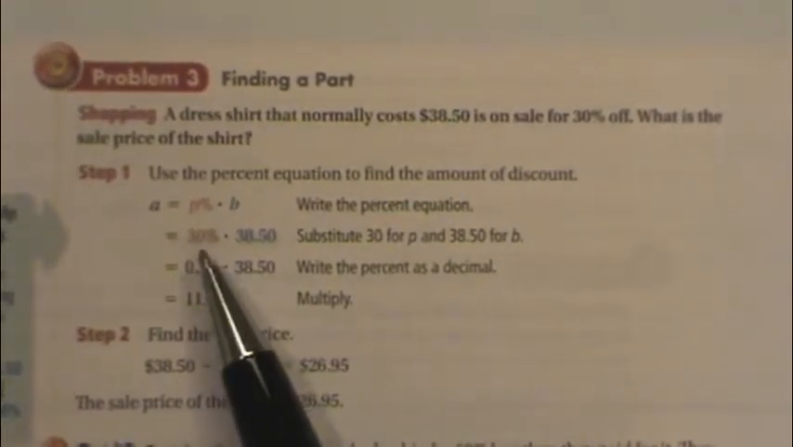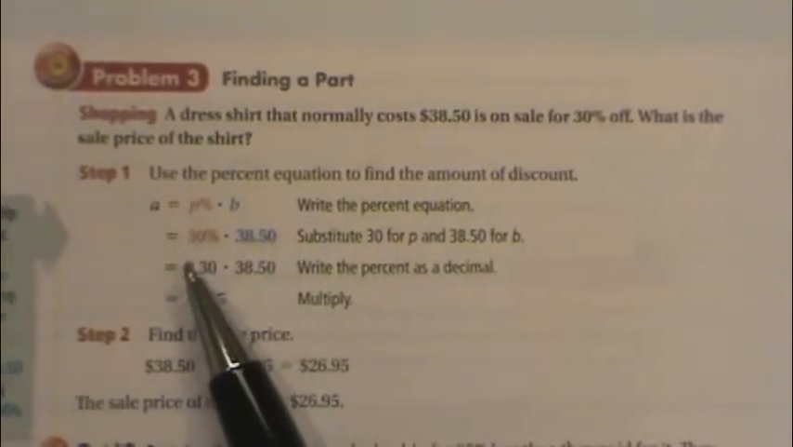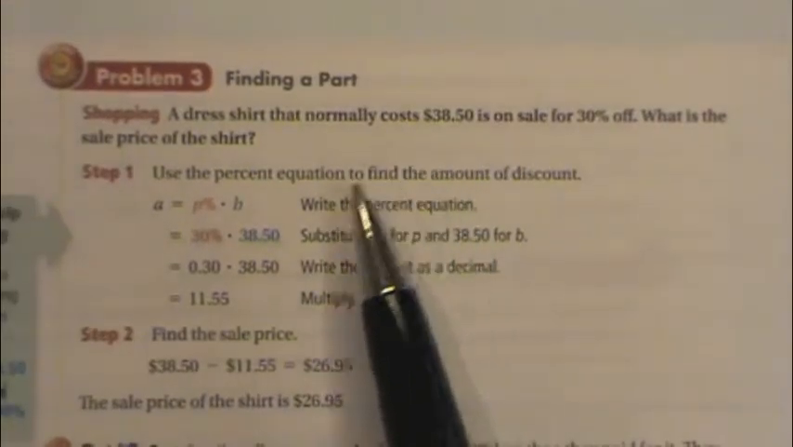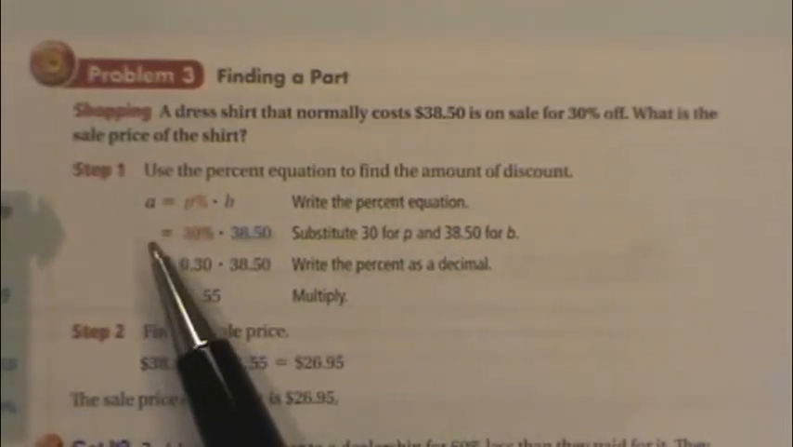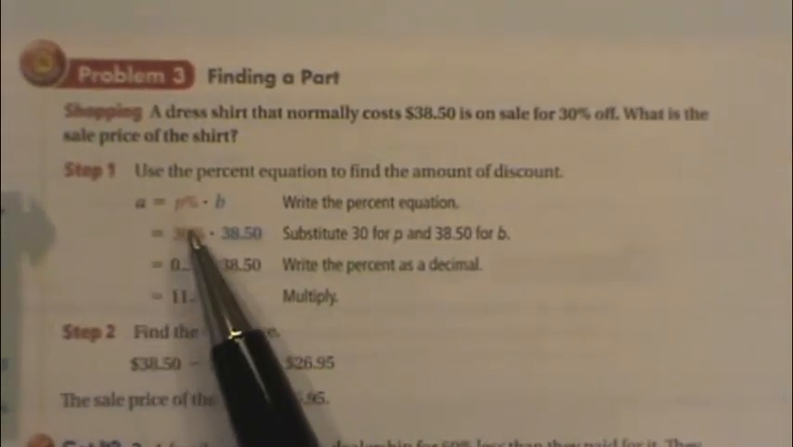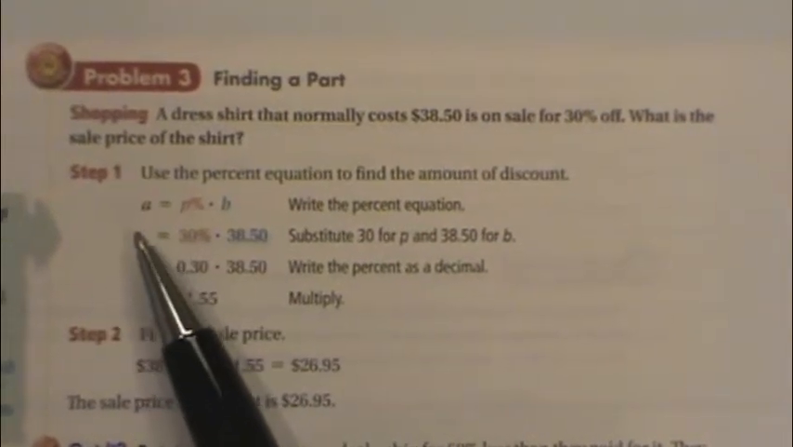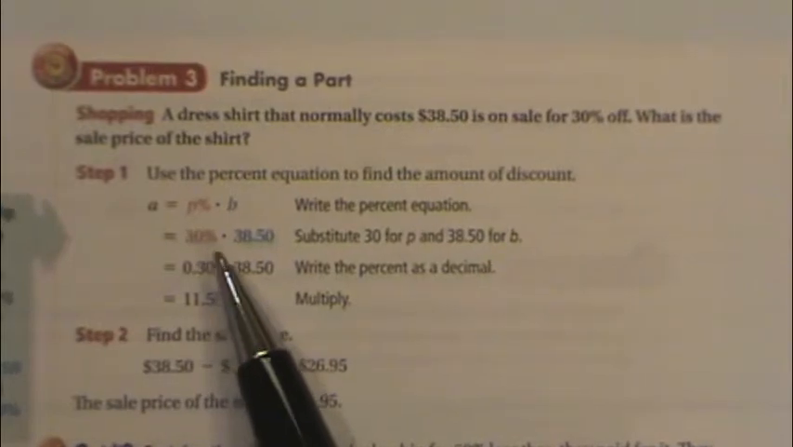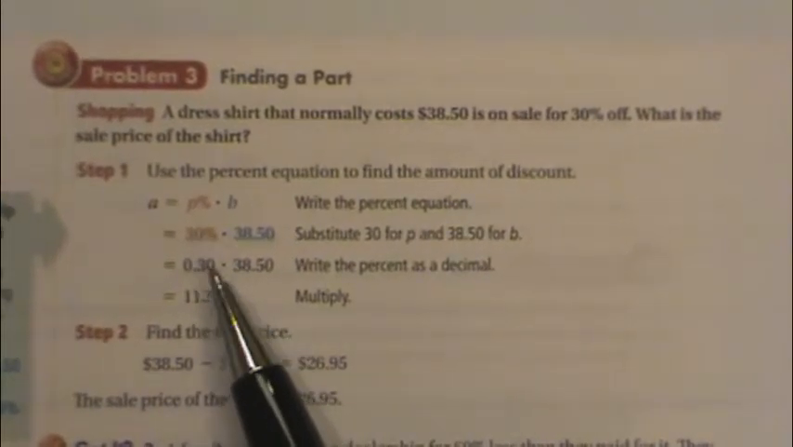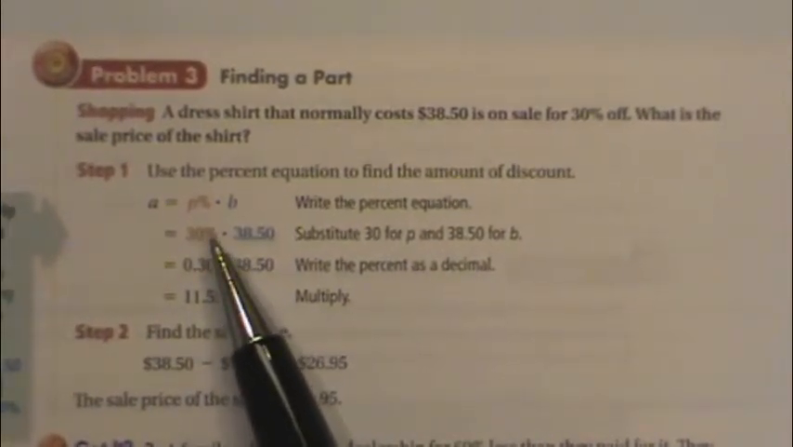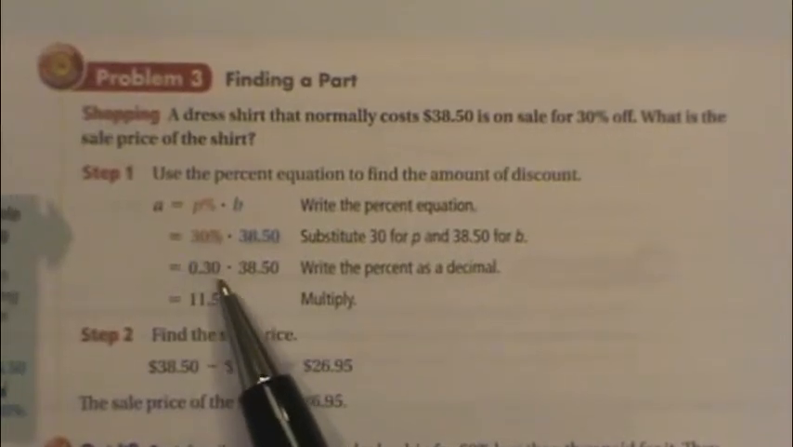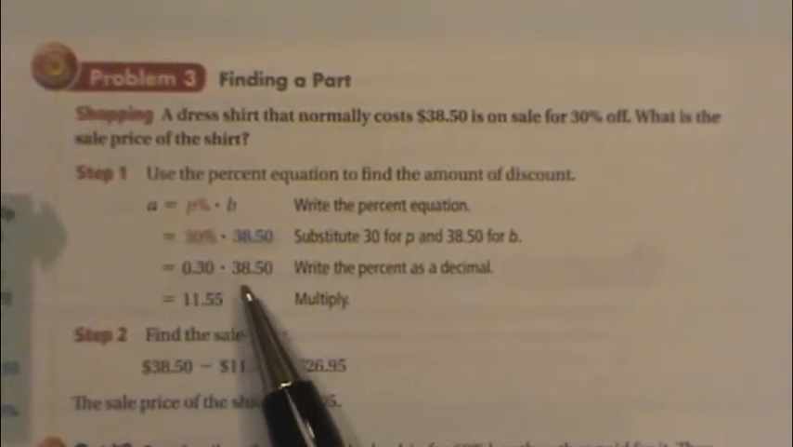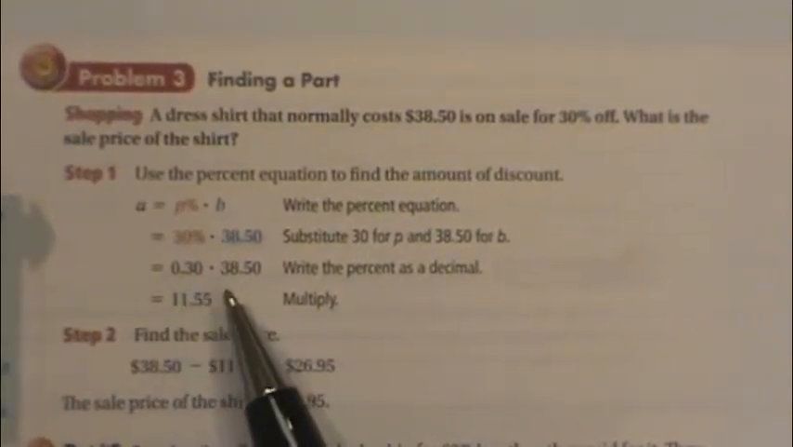Then put in what you know. You know that the shirt is 30% off. You know that its original price was $38.50, and we're trying to figure out what 30% of $38.50 is. So A remains our variable. Very important here, they converted this into a decimal. Remember to get rid of the percent sign, move that decimal point over 2 places. So now we have 0.30 times 38.50, multiply it.